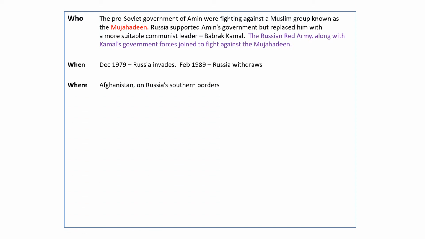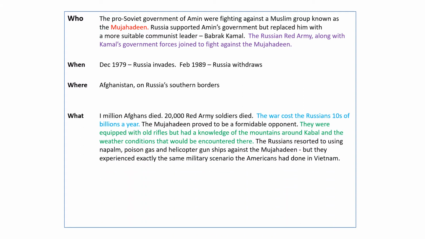Where? Afghanistan is on Russia's southern borders. What happened? So in this war we have 1 million Afghans killed, 20,000 Red Army soldiers died. The war cost the Russians roughly 10 billion a year. The Mujahideen proved to be a formidable opponent.